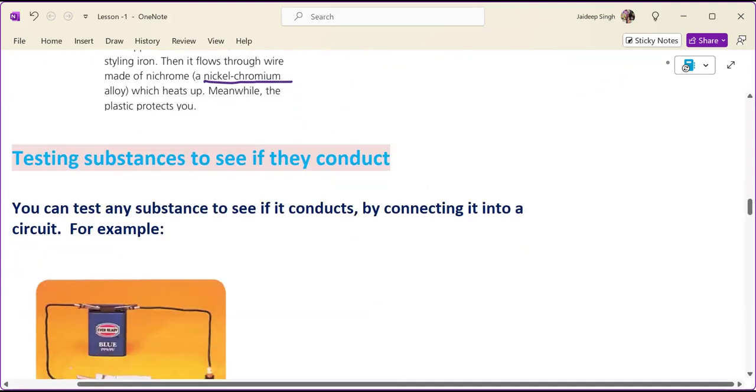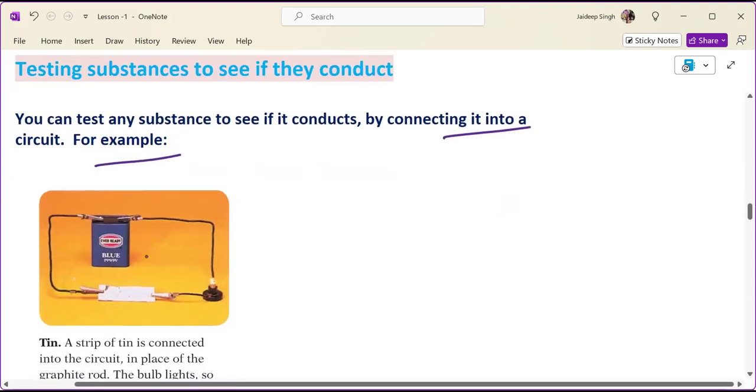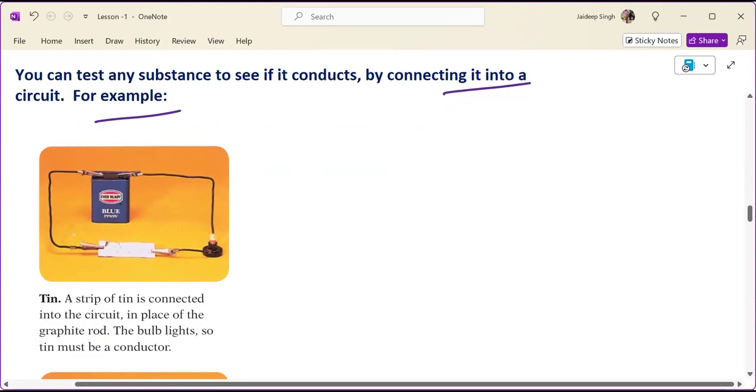How can we test substances to see if they conduct? We can test any substance to see if it conducts by connecting it into a circuit. For example, see, this is the circuit.